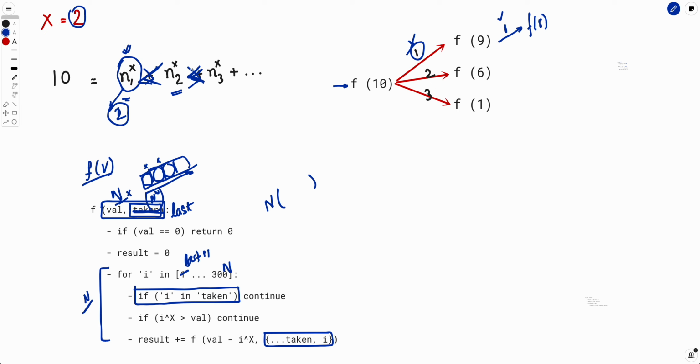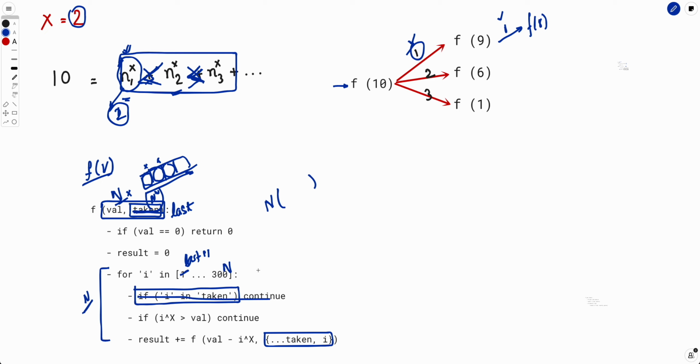Similarly, when you pick n2, you will be picking n3 only after n2. So if n2 is some x, you will pick n3 starting from x plus 1, right? Because of this inequality, we are implicitly saying that the elements are distinct, and hence we don't need to maintain this taken array, and this will also go away.